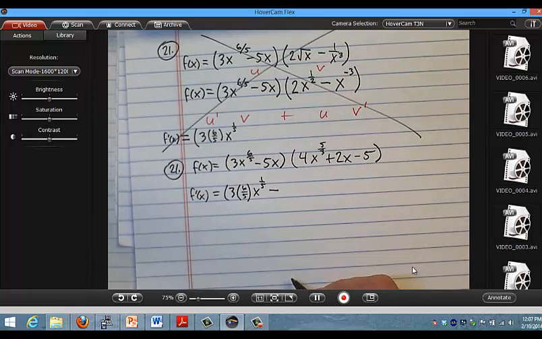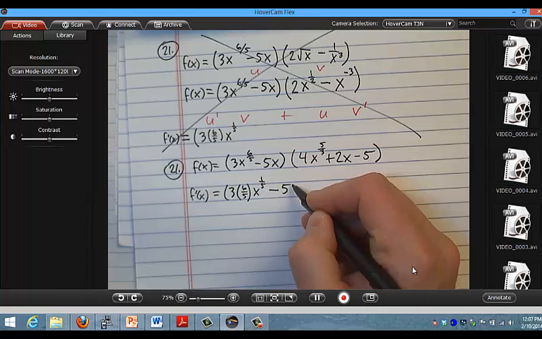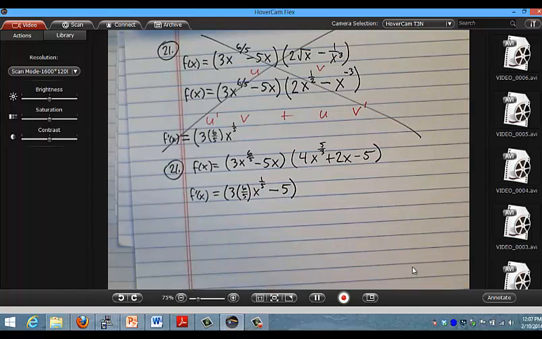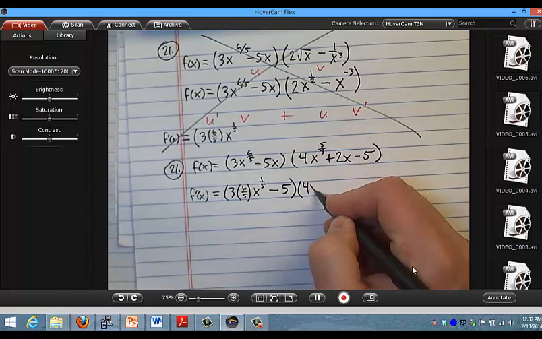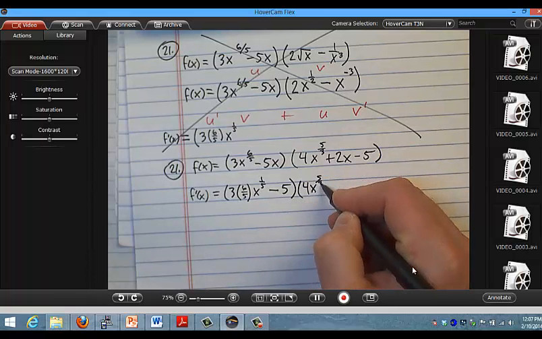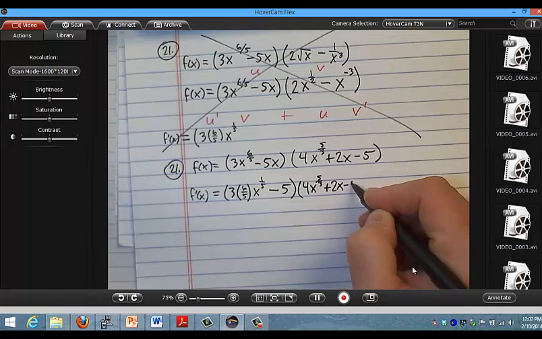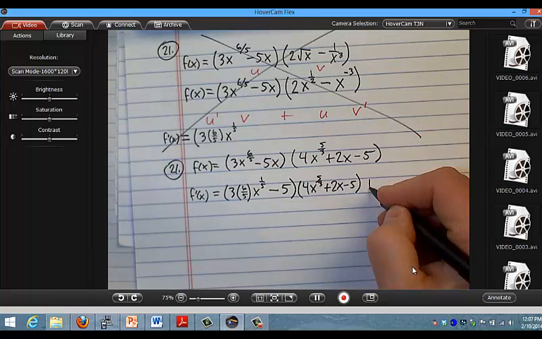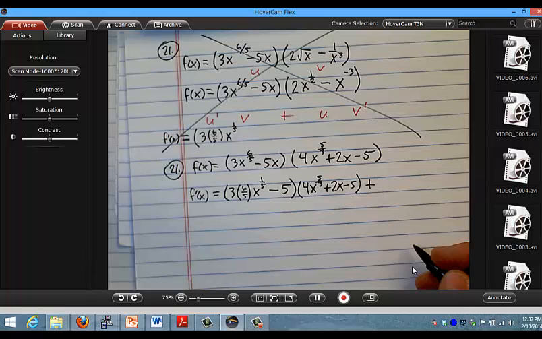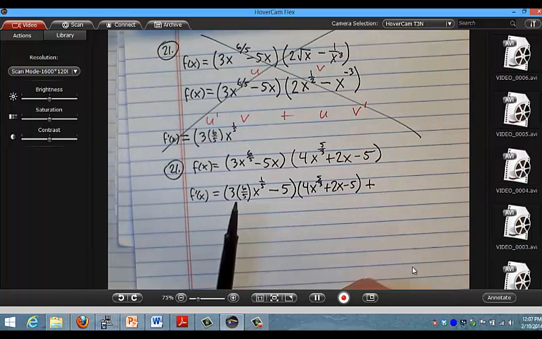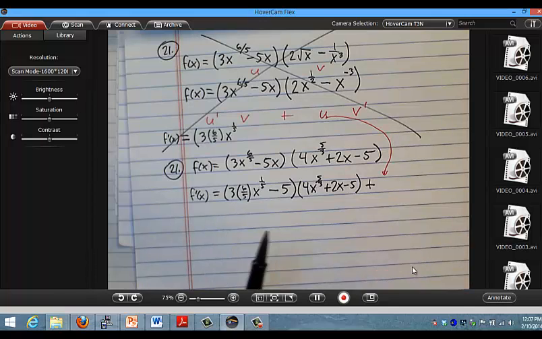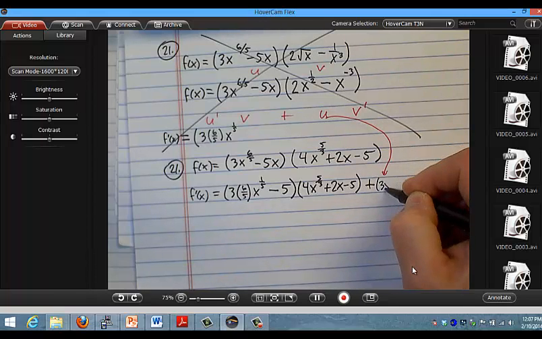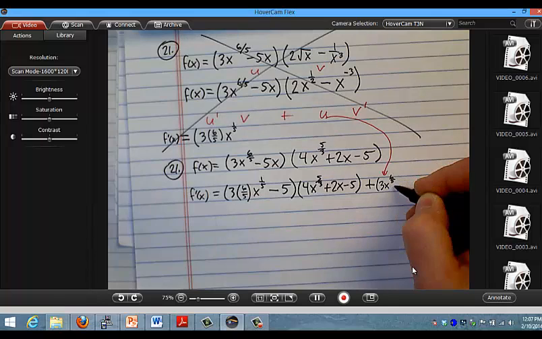Minus, what's the derivative of 5x? 5. So there's u prime. Now, I'm just supposed to write down v, so let me write down this parentheses exactly as it is: 4x to the 5/3 plus 2x minus 5. Plus. Okay, now I'm on u. What am I going to write down where it says u? 3x to the 6/5 minus 5x.